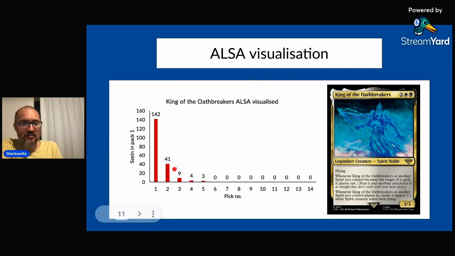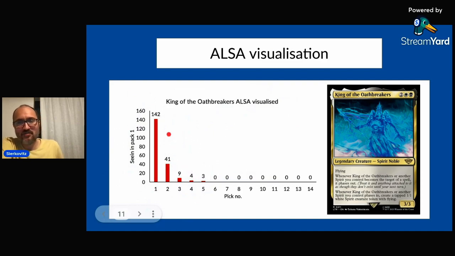And then as a pick 3, you only see it 9 times. So if 140 is your baseline, 9 times is below 10%. Maybe 6% of the time is going to be passed further than 2 picks. And then you see it like 4 and 3 times as a pick 4 and 5. So rarely you will see it beyond those first picks. And the card is, I think, reasonably powerful to be there.